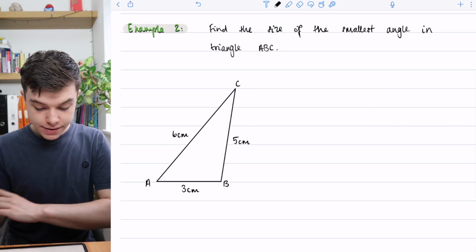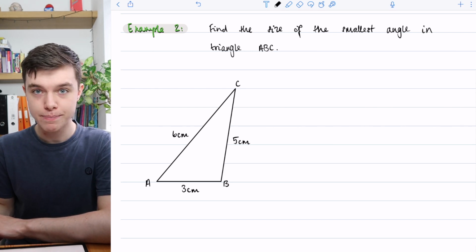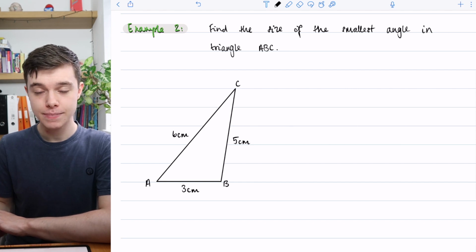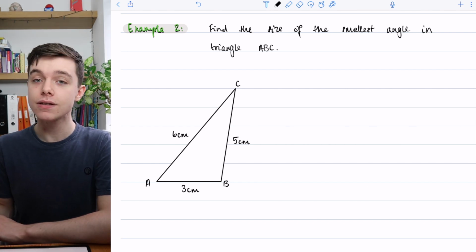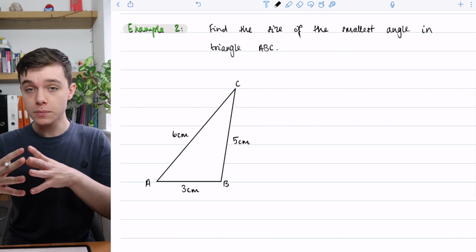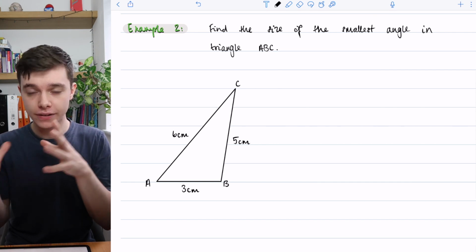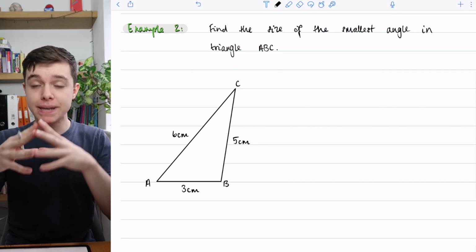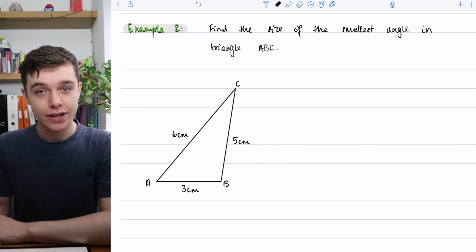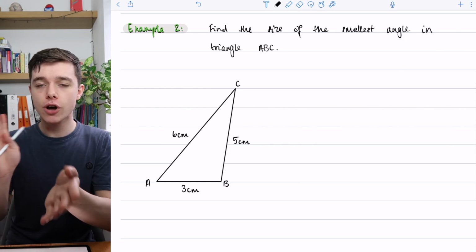Example 2 says find the size of the smallest angle in triangle ABC. How do we know what the smallest angle is? I'll give you a hint. It's opposite the smallest side. So just use the formula for the angle cosine, the formula that finds the missing angle. Use that and then have a go. Just do a game of substitution.